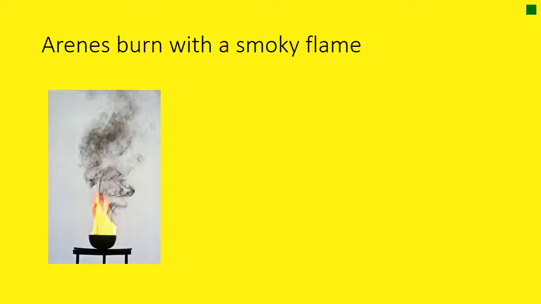As you can see, it burns with a smoky flame, and that's because the carbon to hydrogen ratio is high, which means you get this smoky flame. In compounds like alkanes and alcohols, you get very clear and very clean flames, because the carbon to hydrogen ratio is much lower. You've got more hydrogens and fewer carbons. So there you have it. That's how arenes or aromatics burn, and that brings us to the end of this little lesson.